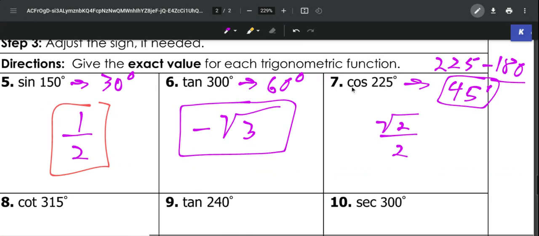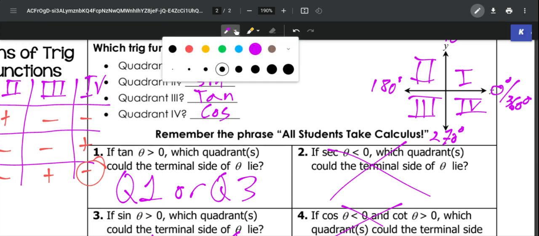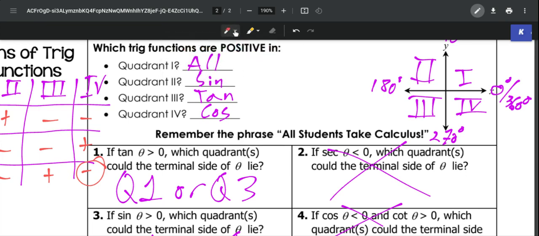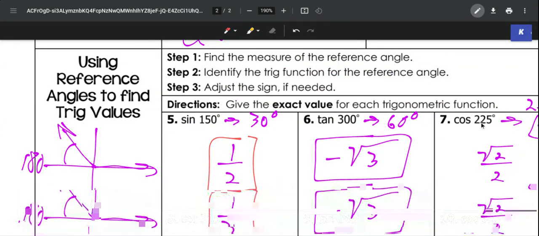Now the sign is going to depend on where 225 is, what quadrant it's in. So it would be in quadrant 3, because if we were to sketch this, we would have an initial side. It would go all the way over to right here, because it's somewhere in between 180 and 270, so that falls in quadrant 3. So 225 is in quadrant 3.